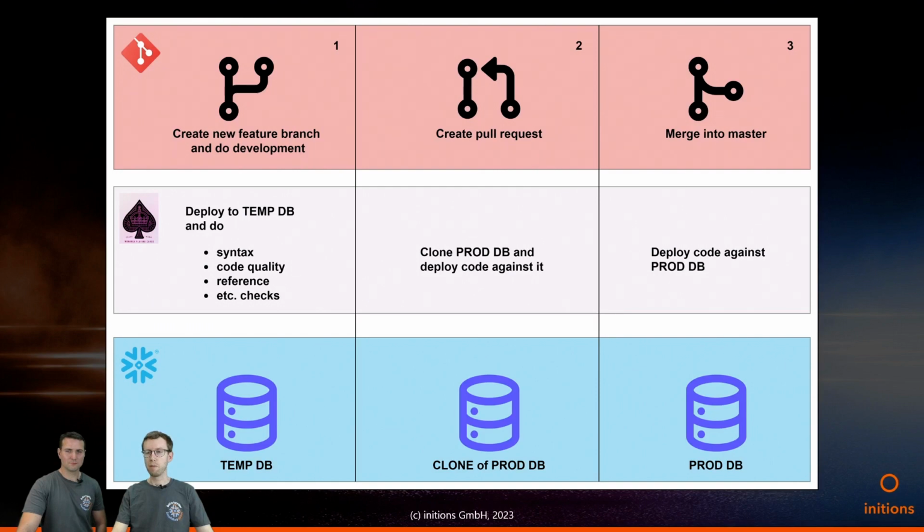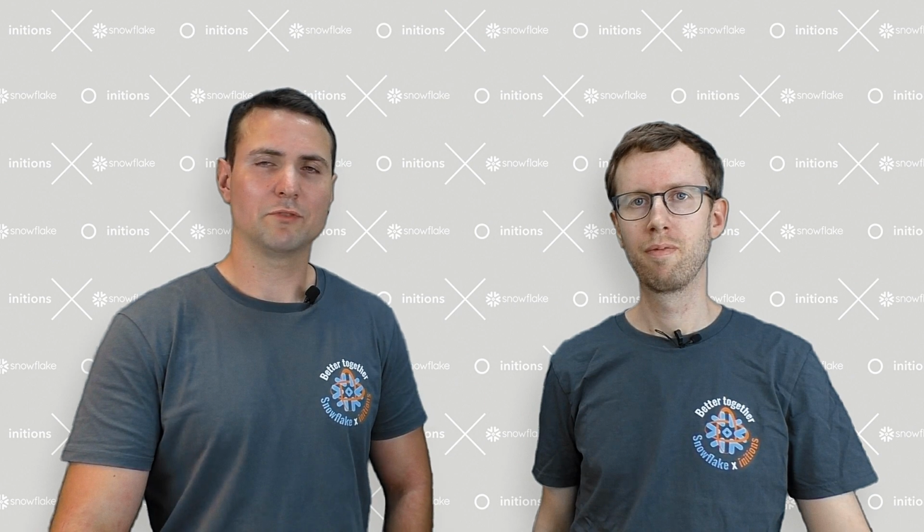And now, when everybody has approved the changes, we are ready to merge the changes into master. And in our example, this will automatically trigger a pipeline which will deploy the code against the production database and automatically roll out the changes. So this is really a great tool to collaborate with several people on the same project.